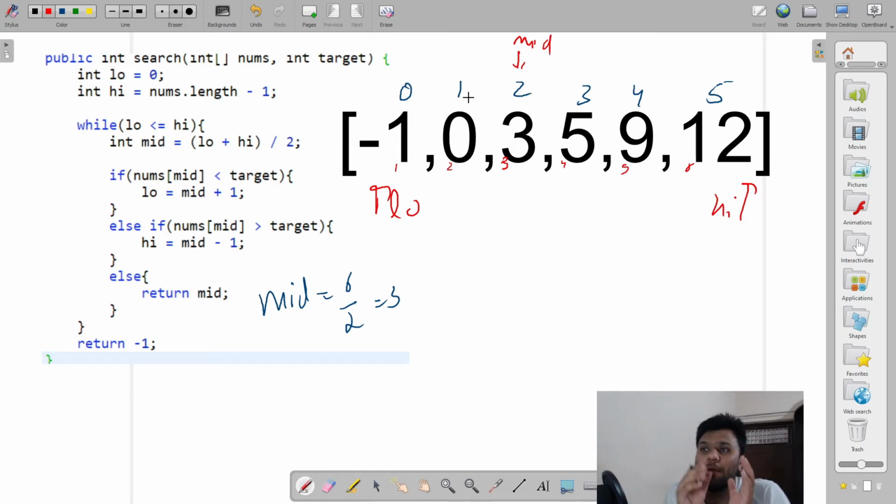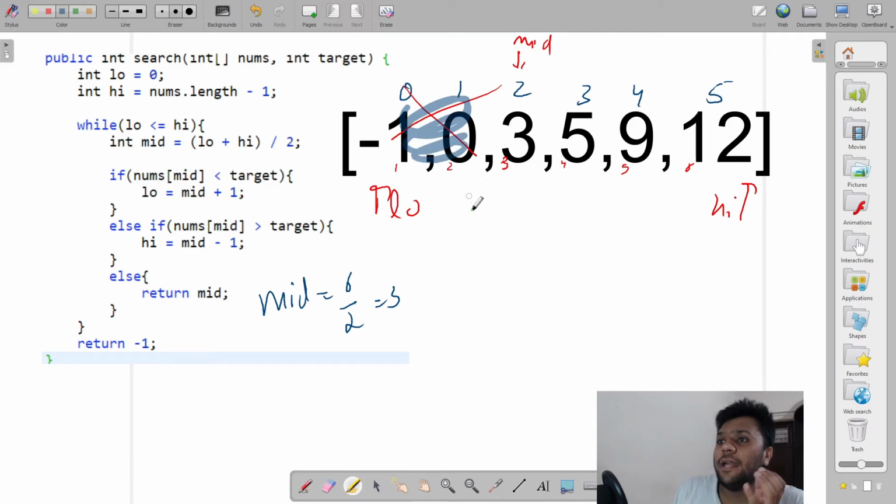Now I will check whether my mid is lower than my target or greater than my target. The target which I'm looking for is greater than my mid. So I will stop looking at these numbers. I will simply remove them, and I will move my low from this value.